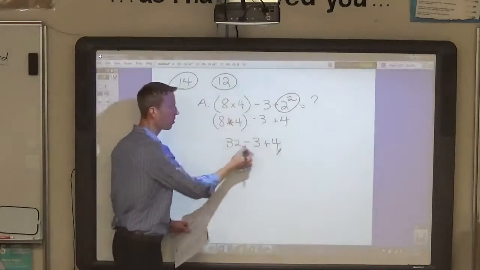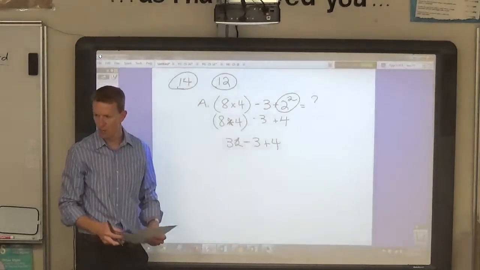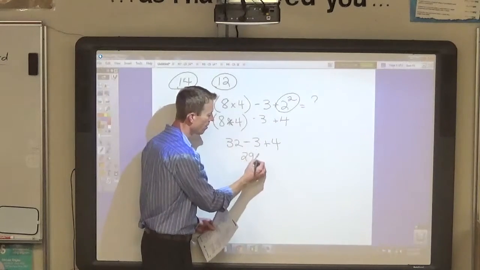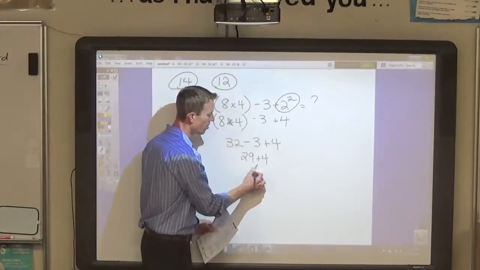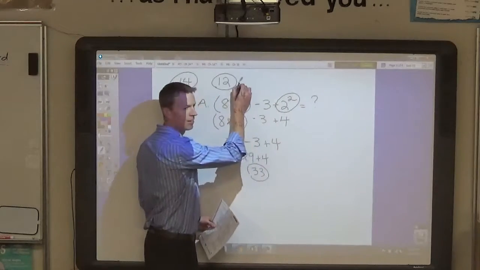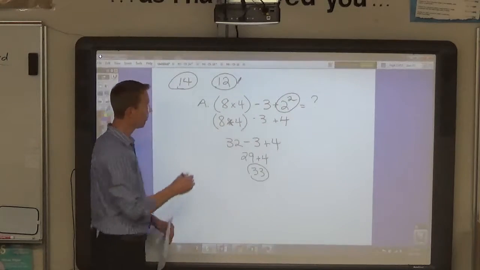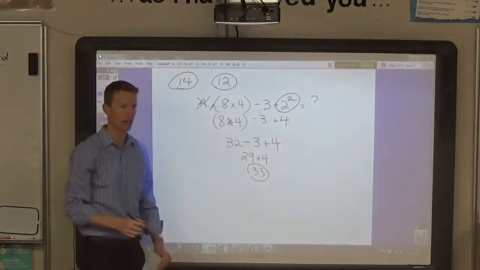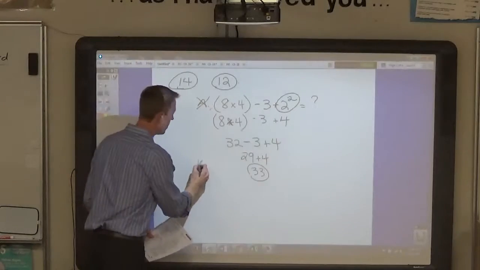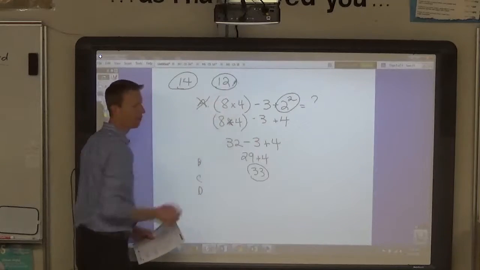Then we have to do order from left to right. And this is all addition and subtraction, isn't it? 32 minus 3 is 29, plus 4 is 33. Does that equal 12? Nope. A does not work, so cross out A. You have to find either B, C, or D that equals 12.